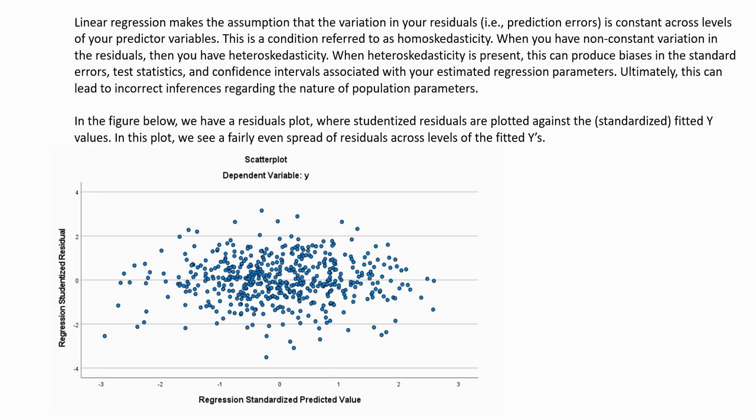Now in the figure below, we have a residuals plot. This is from a regression that I ran, and we have the studentized residuals plotted against the standardized fitted Y values. In this plot we see that there is a fairly even spread of residuals across levels of the fitted Y. So there's no discernible pattern taking place in the residuals. The residuals look to be fairly randomly and evenly distributed, and this is the condition that we ideally would have when we are performing a linear regression.